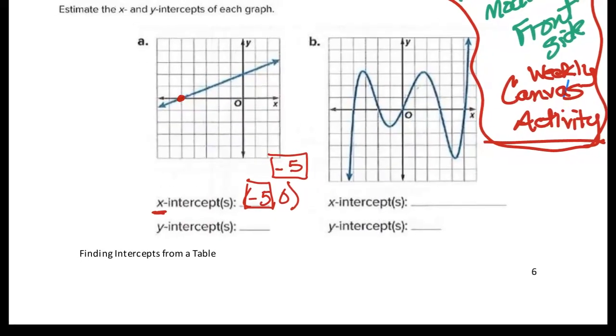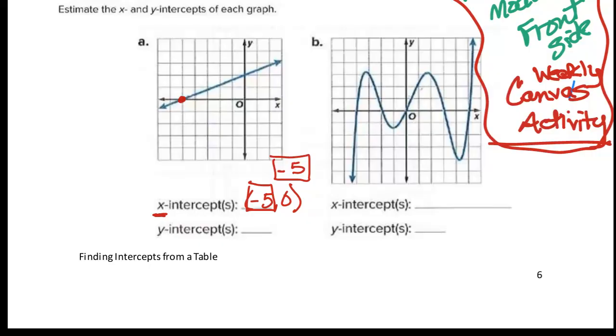All right, y-intercept. Kamari. 2. Well, there's my graph. Here's where it's crossing the y-axis. Is he correct? Yep. Yes, he is. We are 2 for 2. Nice job. Any questions on that first one?